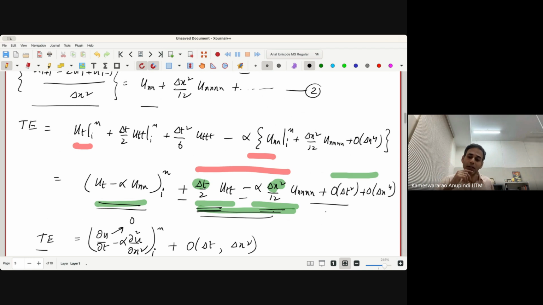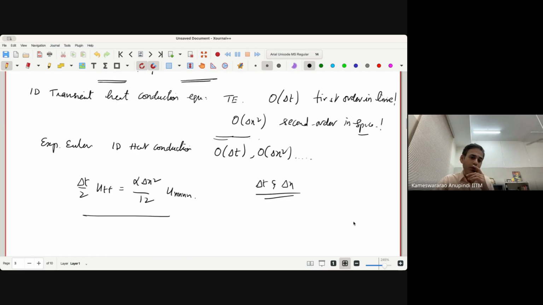Then my leading truncation error would be order delta t square and order delta x power 4, in which case I'm happy because my scheme, although it is explicit Euler, which is first order in time and second order in space, has become second order in time and fourth order in space. Okay, so that is kind of nice. But then how do you do this?